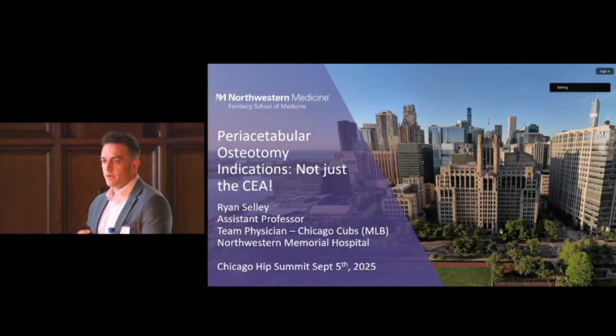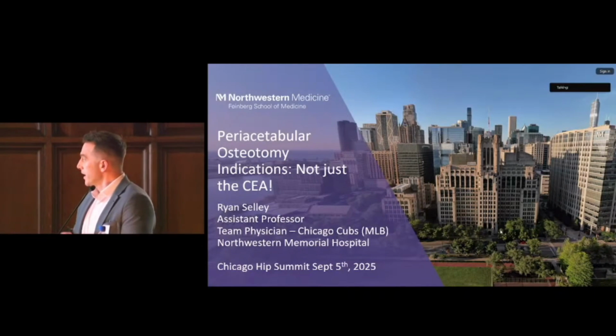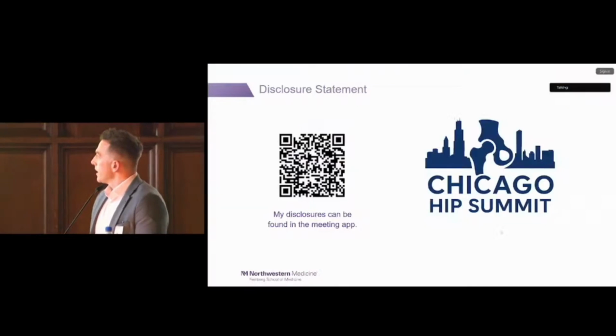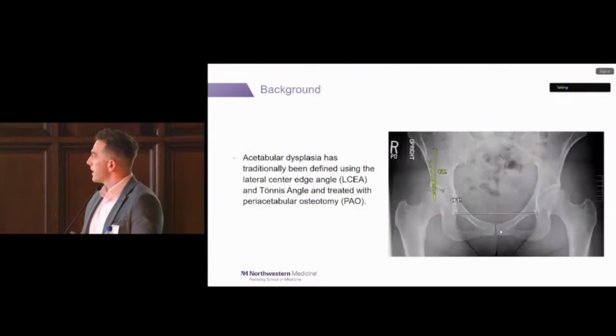So, talking about PAO indications, not just defined by your typical dysplasia with a low lateral center edge angle. These are my disclosures. Typically think about dysplasia with low LCE, elevated tonus angle, and treated with the PAO. I don't think there's a ton of debate about that here.